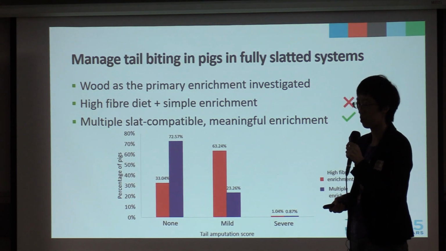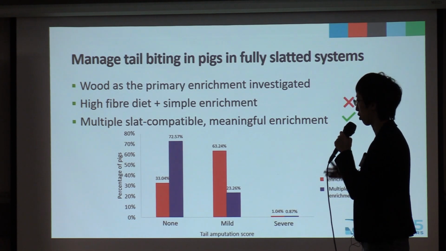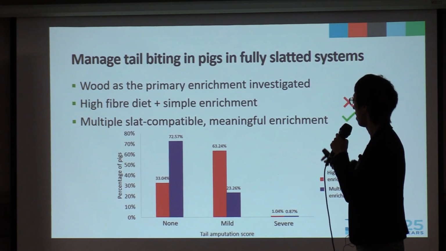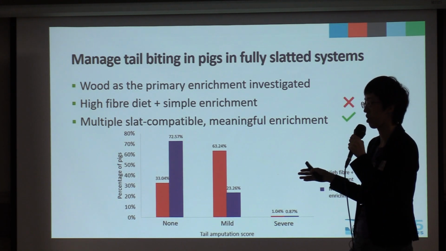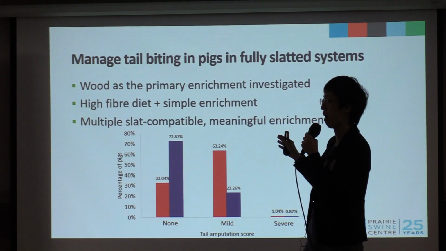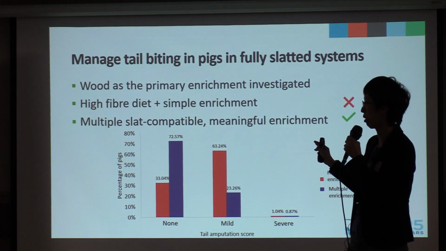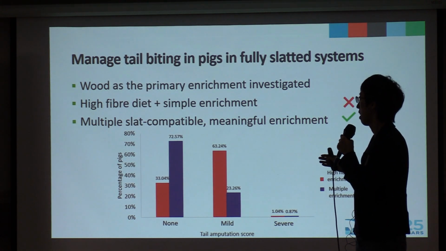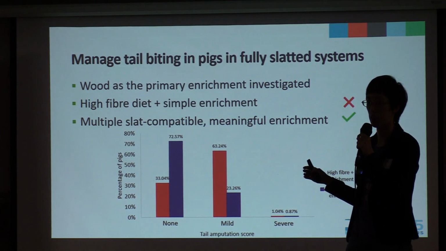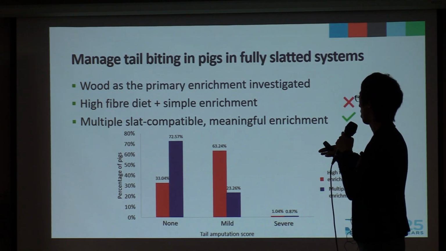So what do I mean when I talk about the differences between the two studies? I'm just going to give you one graph to show that. In this graph, the red bar is the first study I mentioned, where we only used one enrichment with a high fiber diet, and the blue bar is the one where we used multiple enrichment. Here I'm showing you the percentage of pigs that have their tails amputated when they go to slaughter. So you can see that we are much improved.